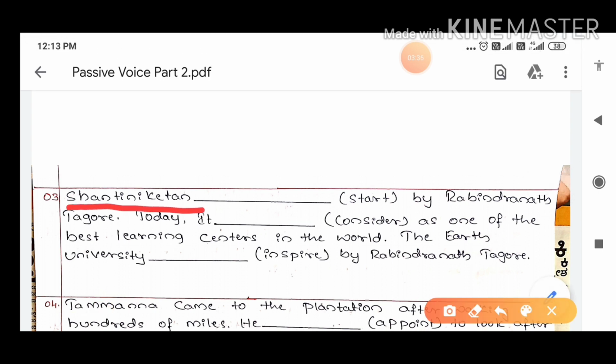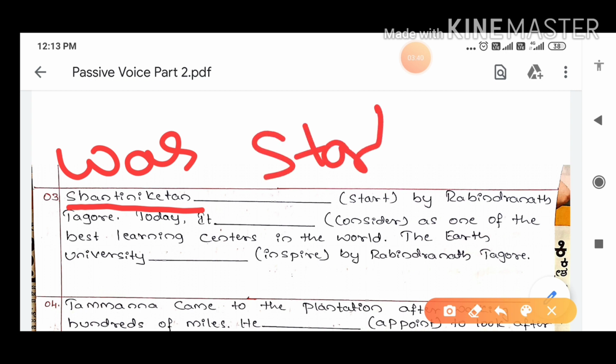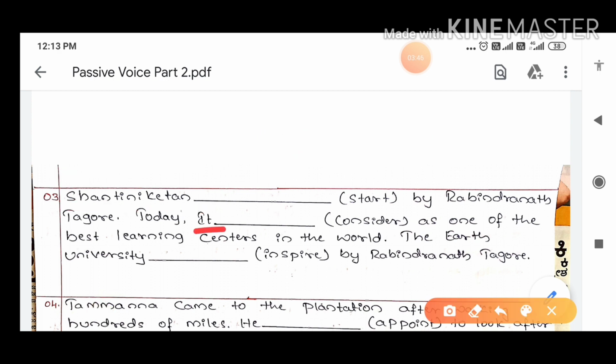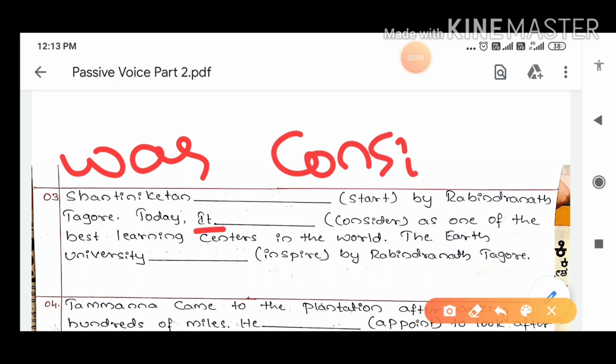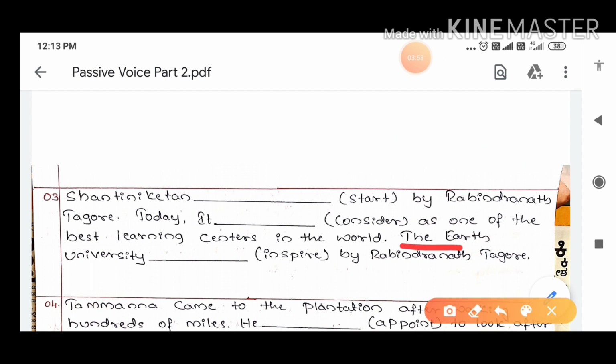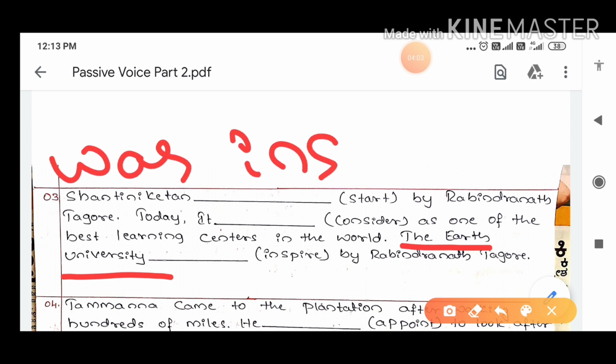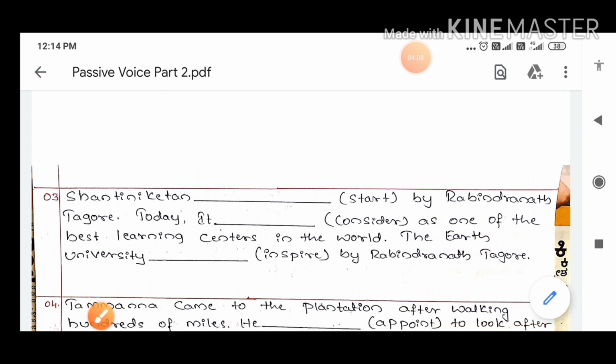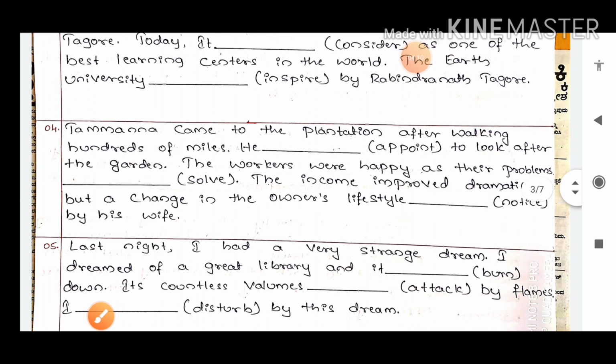Shantiniketan stands for singular, so we use was started. Shantiniketan was started by Rabindranath Tagore. Today it stands for singular, was considered. It was considered as one of the best learning centers in the world. The Earth University again stands for singular, was inspired. Was inspired by Rabindranath Tagore. So let us move on to the fourth one.